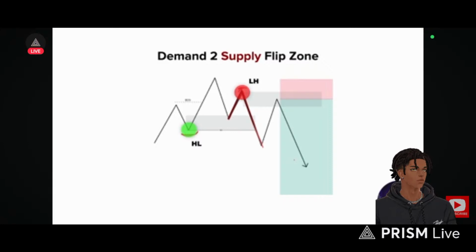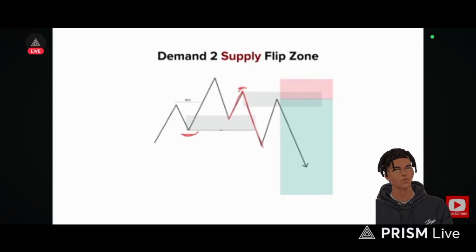Now, where do we sell? We sell at the place that actually created the failed reaction, which is this area right here. So this area will be your demand to supply flip zone, because price has flipped from demand to supply right here. And that is when you can look for an entry and once again collect cash.